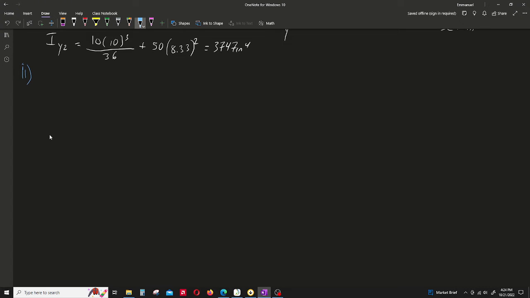And for number 11, we have a problem that says the rectangular area shown has a square hole cut from it. Calculate the moments of inertia of the area with respect to the x-axis and its base. So you got to calculate it twice, essentially.